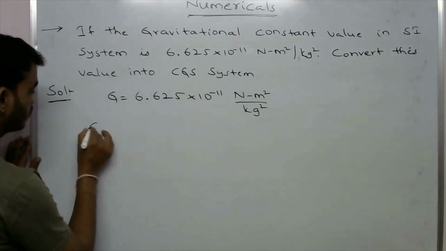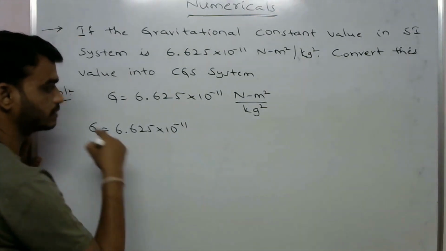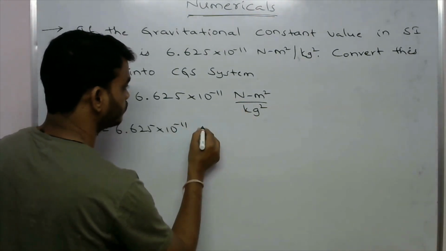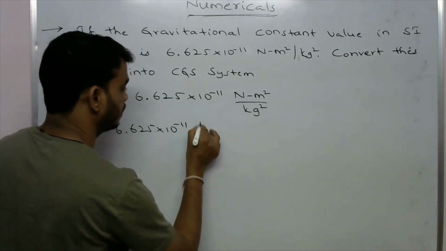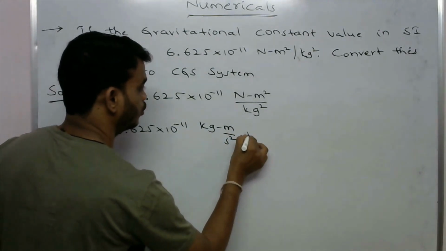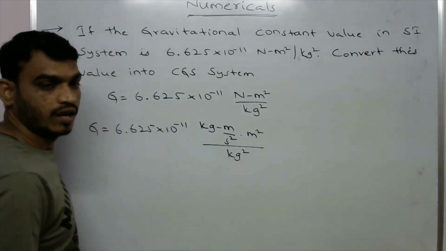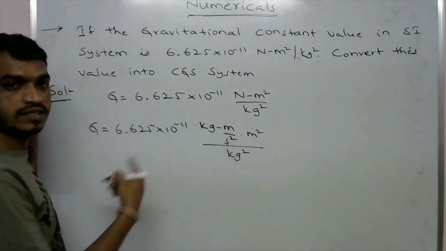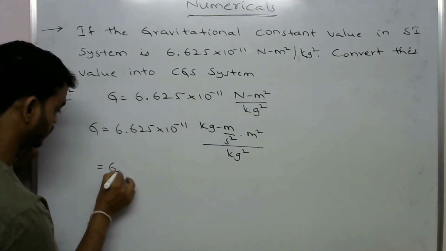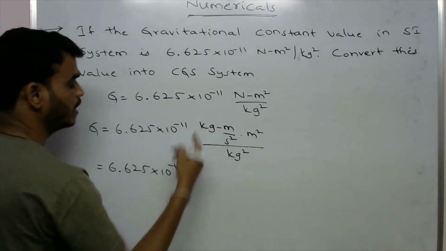So here we can write G is equal to 6.625 into 10 to the power of minus 11. Newton can be written as F equals ma, that is mass kg into meter per second square, into meter square by kg square. Now convert this from the SI system to the CGS system. So here this value is 6.625 into 10 to the power of minus 11 into kg.